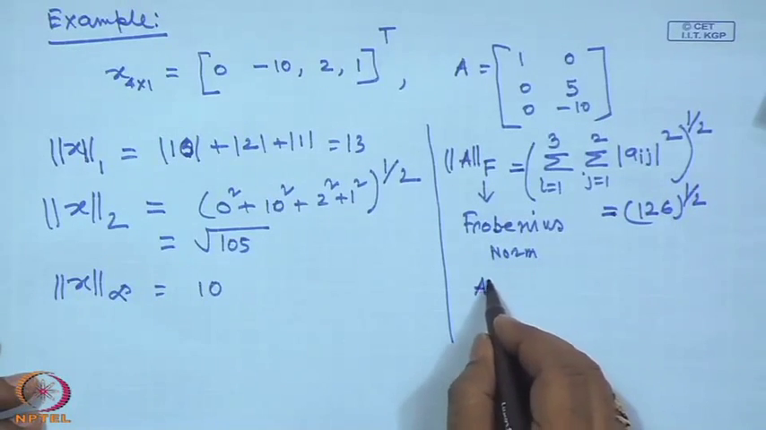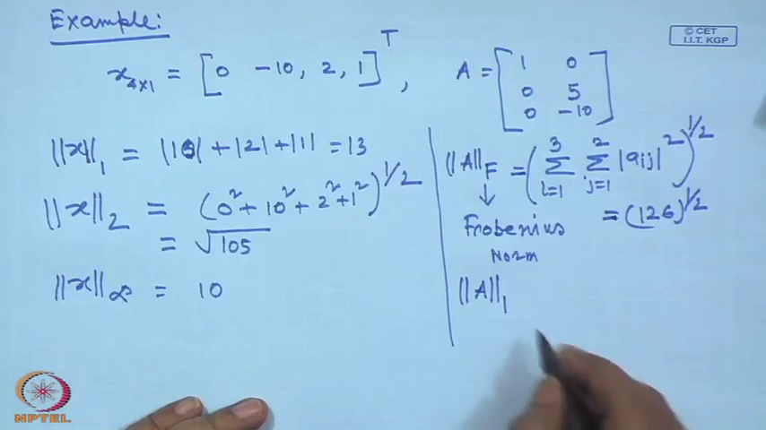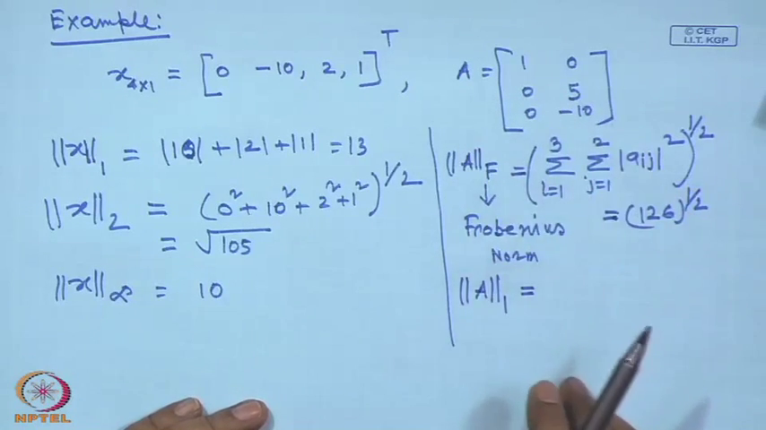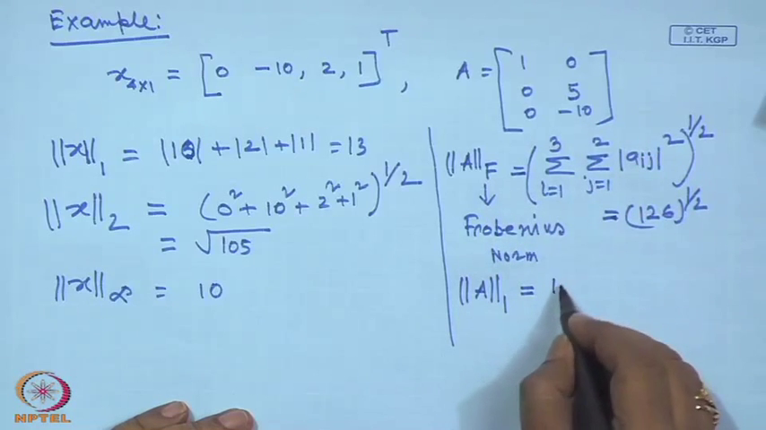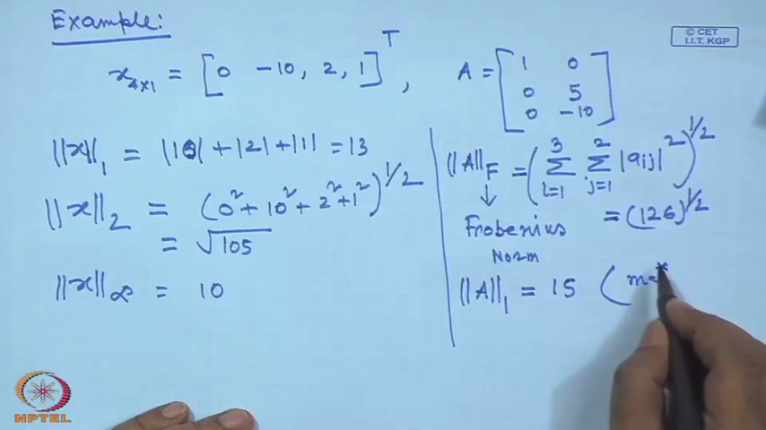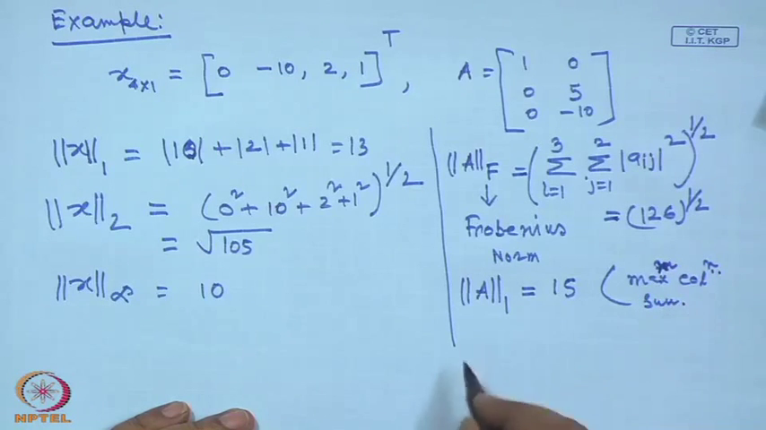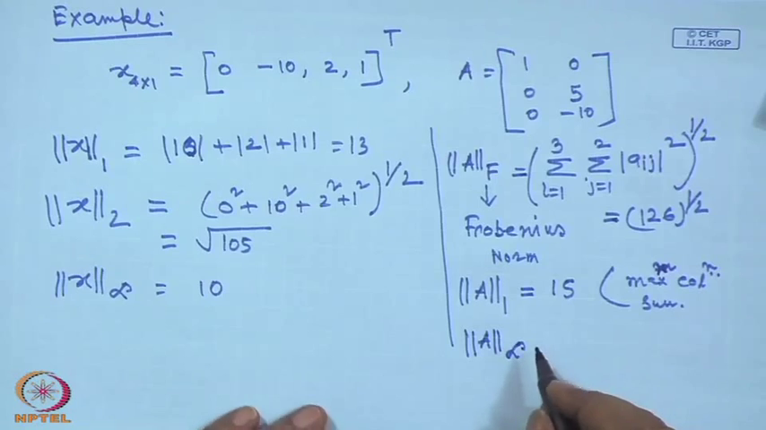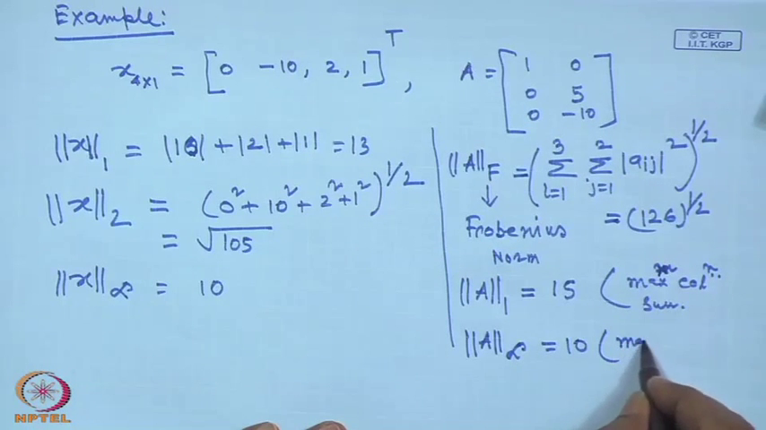Then the A1 norm, the one norm of a matrix, is equal to the maximum column sum. This is 1, this is 15, so it will be 15. Then the A infinity norm is the maximum row sum, which is 10.